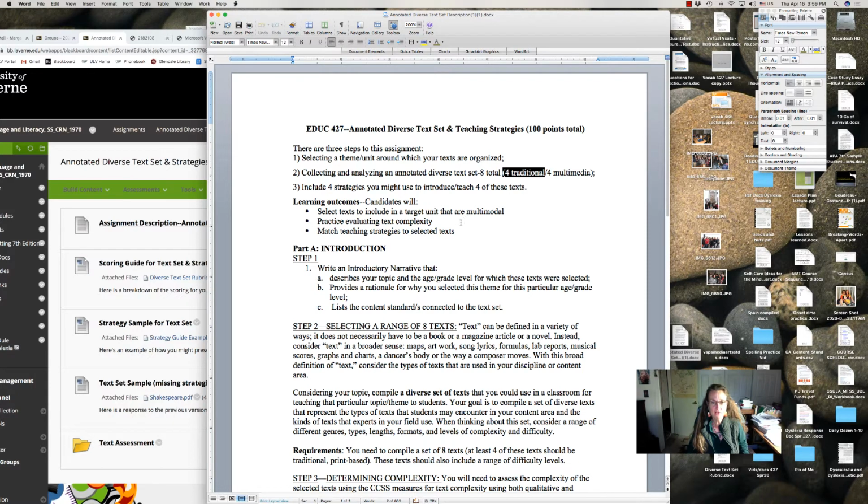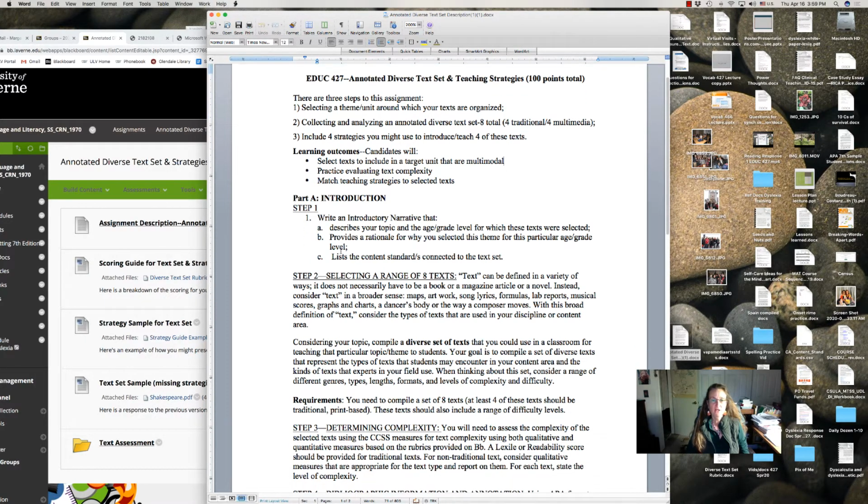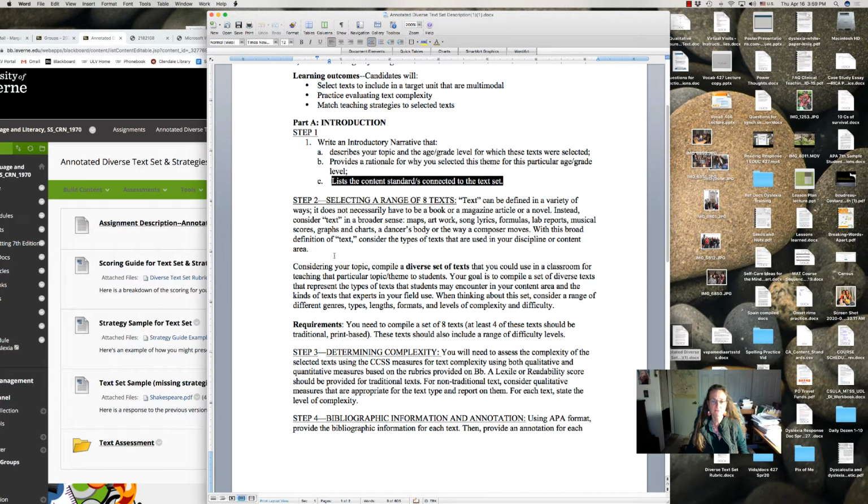So the outcomes here are that you are selecting texts that are all related to one theme, because oftentimes when we introduce content to students, we want it to have multiple texts and multiple perspectives. We want you to practice evaluating text complexity and match teaching strategies to your selected text. So the first thing, there's an introductory narrative where you describe the topic, the grade level, the rationale for this theme, and make sure you connect it to your content standards or Common Core standards, whatever your content follows.